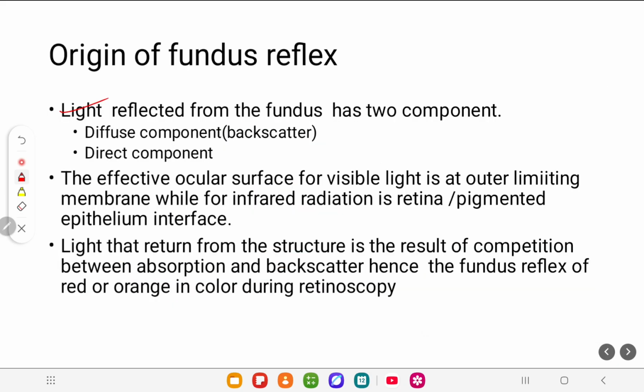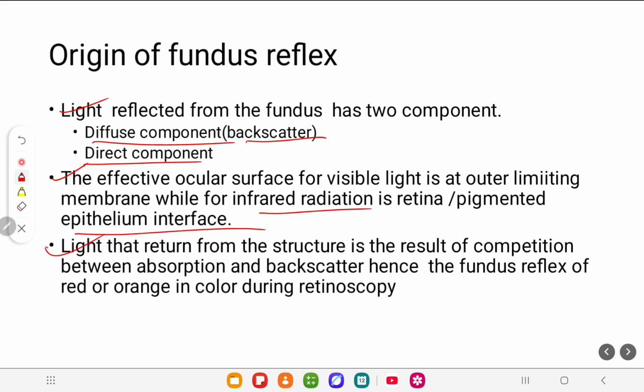The light reflected from the fundus has two components. One is a diffuse component, backscatter. Another is a direct component. The effective ocular surface for visible light is the outer limiting membrane, while for infrared radiation it is the retina and pigment epithelium interface. So infrared light and visible light are two different things.